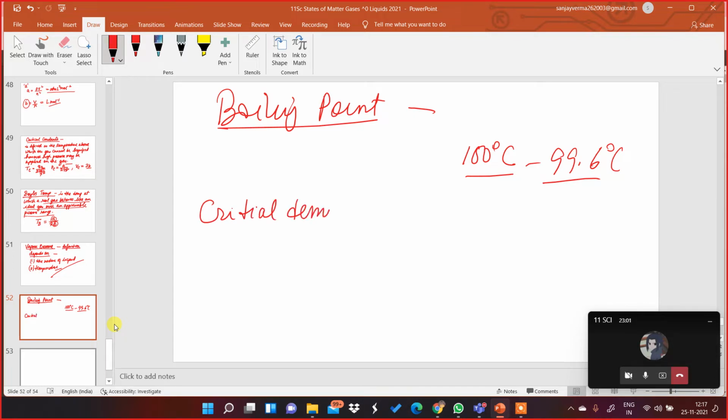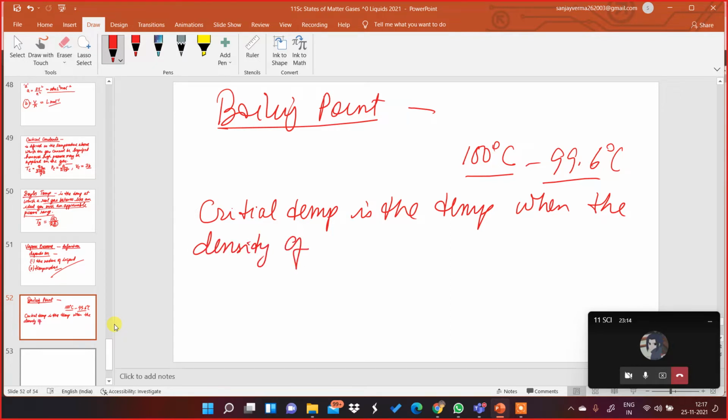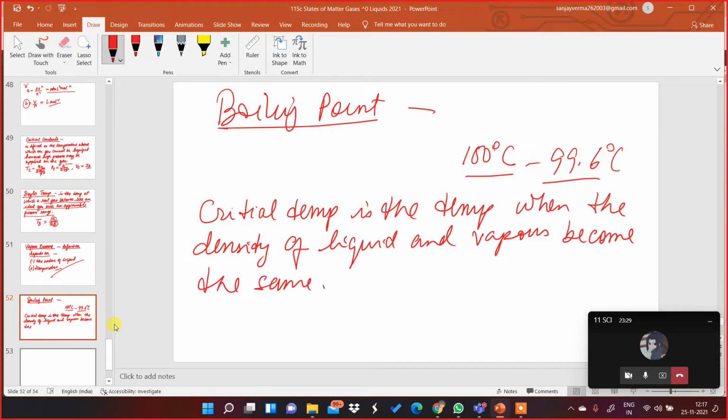Critical temperature is the temperature when the density of liquid and vapors become the same. That means there is no clear boundary between the liquid and the vapors. Okay, it disappears. So this temperature is called critical temperature.